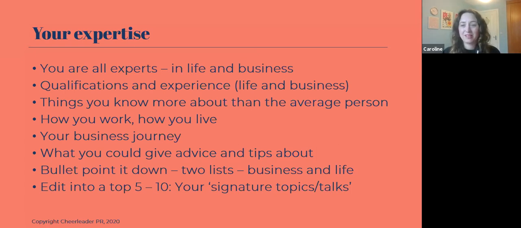And again, bullet point it down, do a business list and a life list, and then think about the key threads that come through from your story. What are things that you could go on a podcast and talk about? I call them your signature topics or signature talks. Because there's probably three to five things that you could easily go and give a talk on. One of mine would be how to write a media bio. But equally, there's how to start promoting yourself. So have a think about what those are.